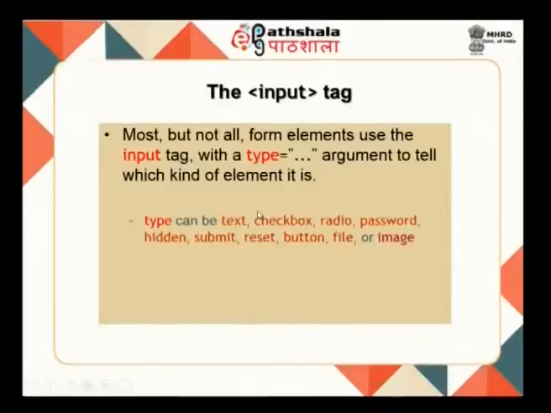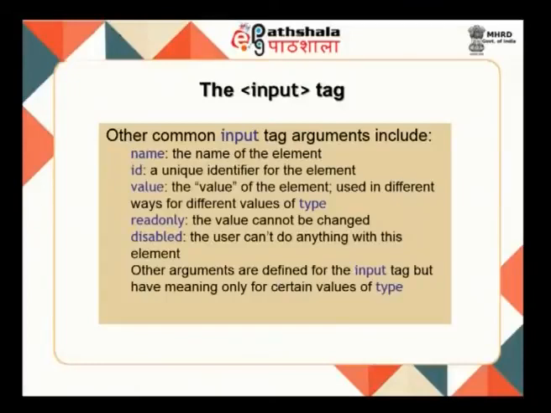Now, let us see about the form elements. Most of the form elements would be defined with the tag called input tag, but not all. So, here you can see that the tag name is going to be an input tag, and it has an attribute called type, which will differentiate the different kinds of form elements we are going to use. So, the type can be text, checkbox, radio, password, hidden, submit, reset, button, file, or image. Let us see one by one.